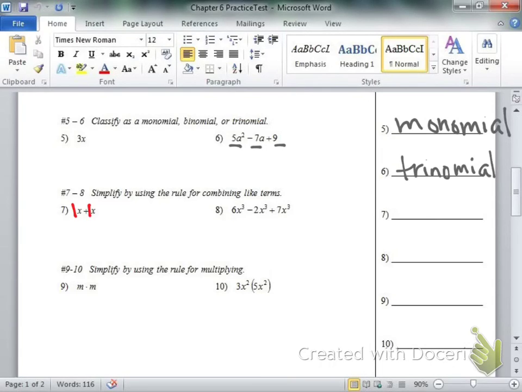Alright, so jump down to 7. The directions tell you exactly what to do. These are combined like terms problems. If you don't like to read the directions, you can tell it's a like terms problem because there's a plus sign. When you're combining like terms, you have to first make sure they're like terms. So like terms have the same variable with the same exponent. In number 7, we do have like terms. We have 1x and 1x. You add those together and you get 2x.